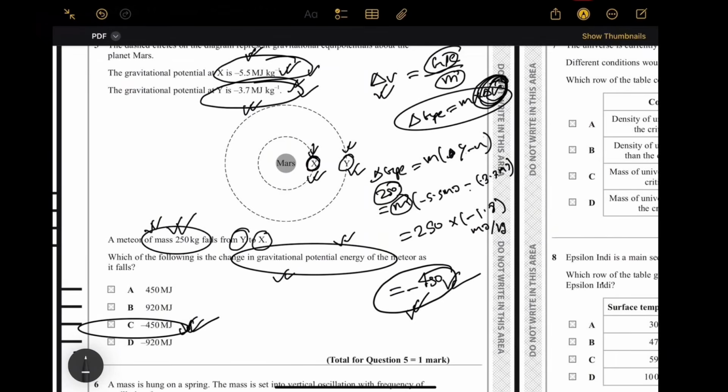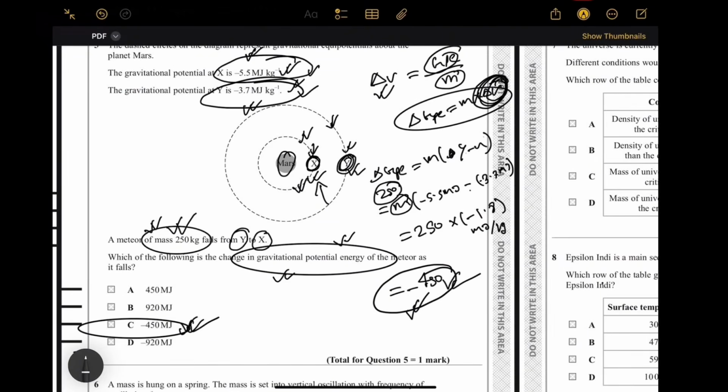That's why it is more negative, meaning the meteor is moving to a region of stronger gravitational potential, closer to the planet's surface. This indicates that the meteor is losing potential energy as it falls. Since the meteor is moving towards a lower potential, this loss of potential energy is represented by a negative value.